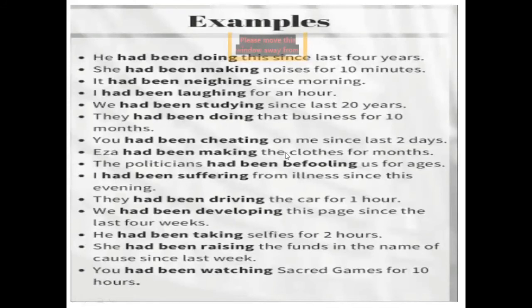Isa had been making the clothes for 2 months. The politicians had been befooling us for ages. I had been suffering from illness since this evening. They had been driving the car for 1 hour. We had been developing this page since the last 4 weeks. Now he had been taking selfies for 2 hours. She had been raising the funds in the name of a cause since last week. You had been watching circuit trains for 10 hours. Also, while seeing the same slide, you have to notice where I have used "since" and "for". Okay.